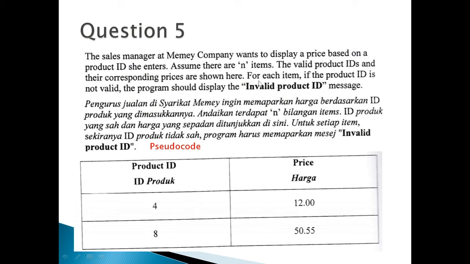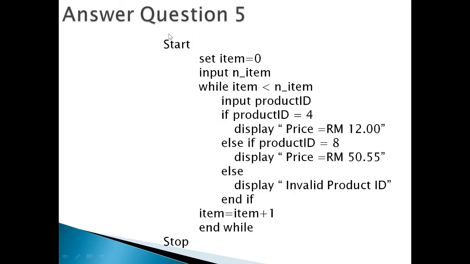The question does not state whether you need to create pseudocode or a flowchart. So I assume the question needs you to create pseudocode because it follows question 4. So this is the pseudocode. We set item equal to 0. This is engine number 1. And then input n items. This is the controller, we control the while. So while item is less than n items, engine number 1, engine number 2, and engine number 3.